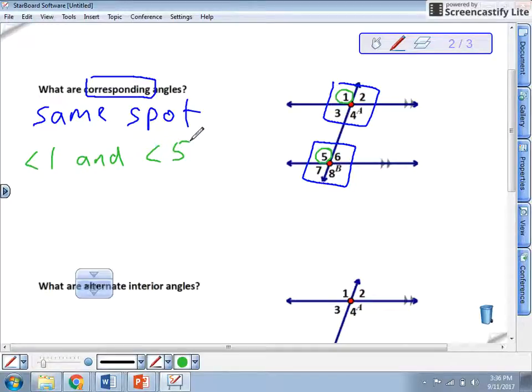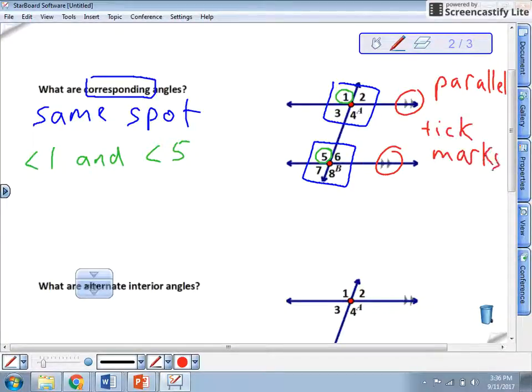Quick little side note, these symbols right here, we call those parallel tick marks. They do not mean congruent. That's the symbol for parallel. If you see that, you know the lines are parallel. But getting back to our examples, what are some other corresponding angles? We could name a bunch. If I picked eight, which would be a vertical angle of five, which angle corresponds, in the same spot in the other set of angles? Well, that'd be four. So we could also say angle four and angle eight. There are a couple others, obviously, but I just want to give you an idea.